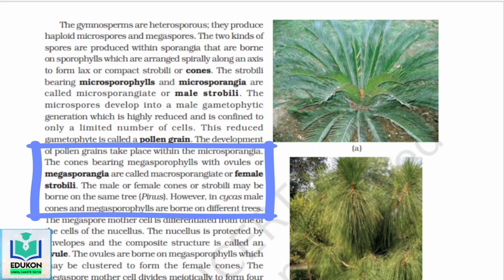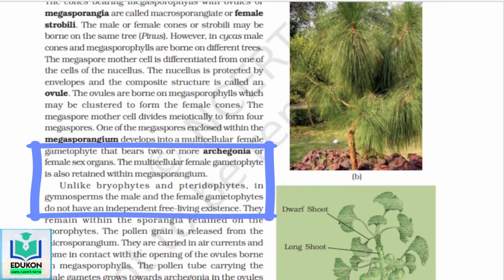The megaspore mother cell is differentiated from one of the cells of the nucellus. The nucellus is protected by envelopes and the composite structure is called ovule. And the ovules are borne on megasporophylls, which may be clustered to form the female cones.